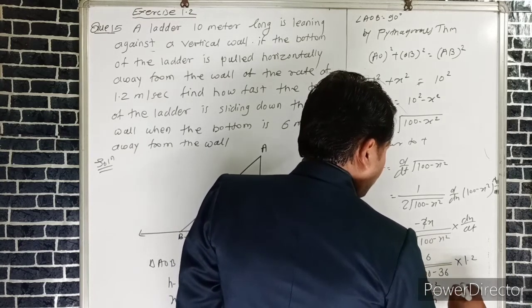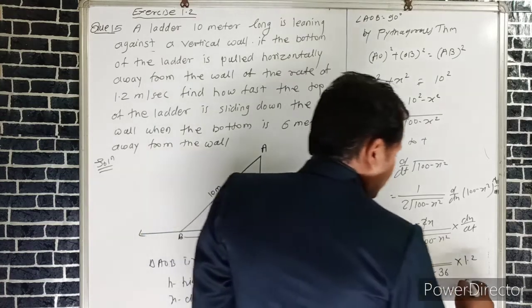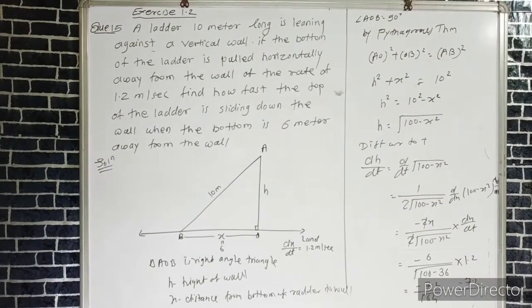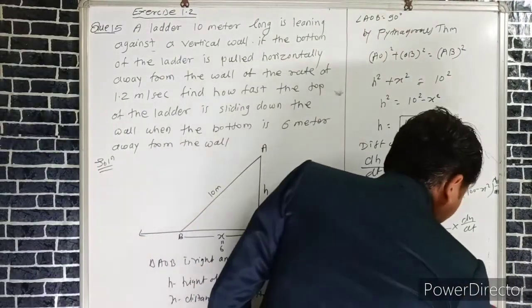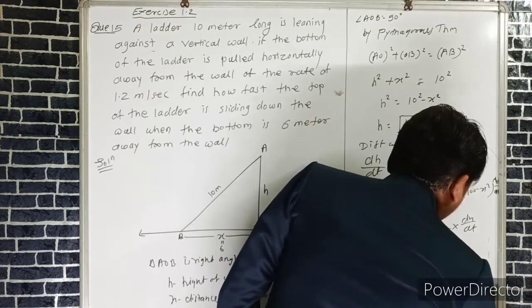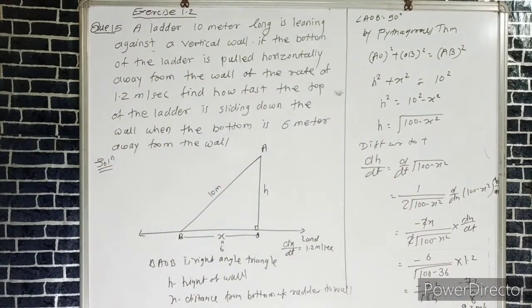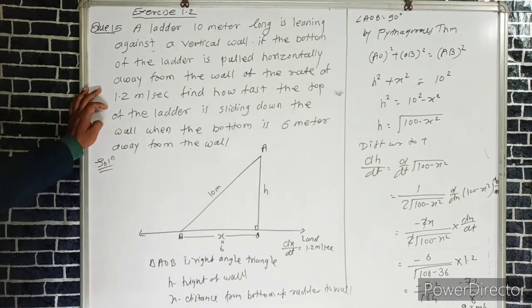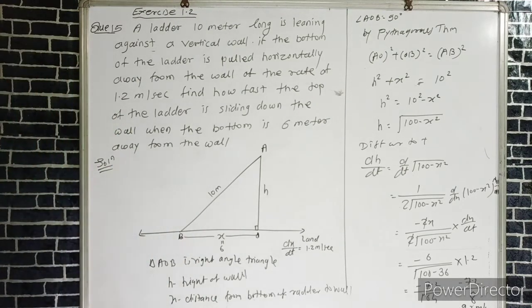It means that minus 7.2 upon 8 is equals to minus 0.9 meter per second, which is the required how far the top of the ladder is sliding down the wall when the bottom is 6 meter, which is minus 0.9 meter per second. We can say that 0.9 meter per second.